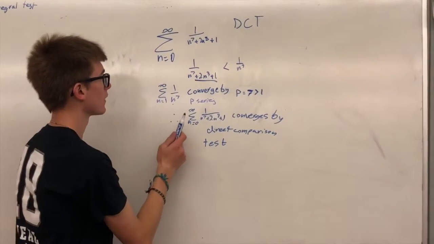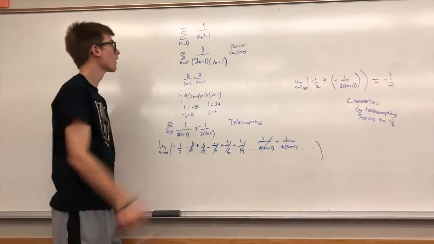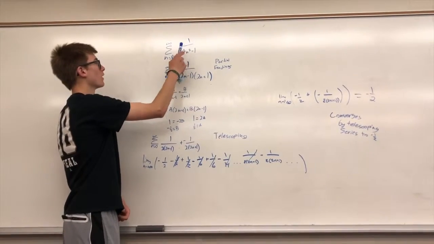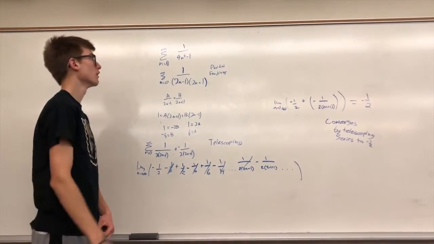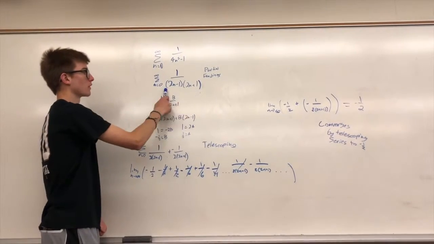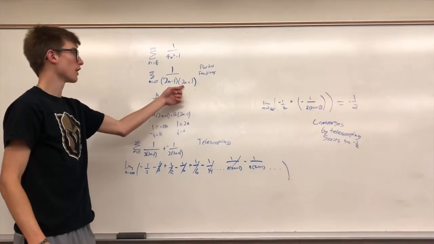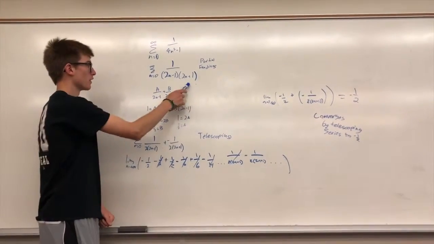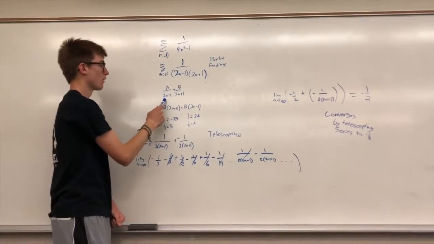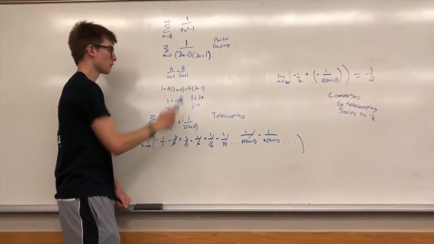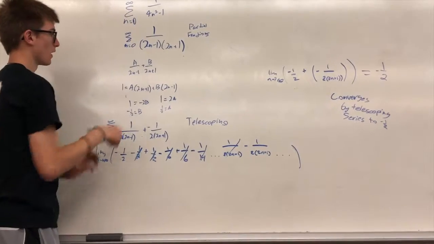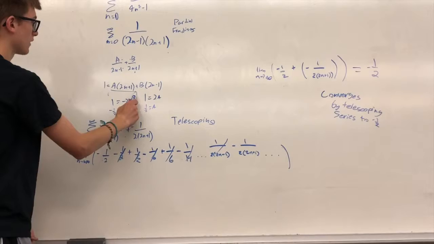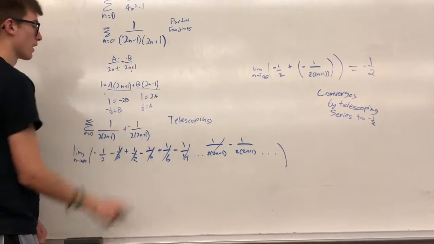So basically we have the summation of 1 over 4n squared minus 1. That's a difference of squares, so you set it up as 2n minus 1 times 2n plus 1 in the denominator, which can be used for partial fractions. You split it up into A over 2n minus 1 and B over 2n plus 1. Then you multiply these across, so you get A times 2n plus 1 and B times 2n minus 1.